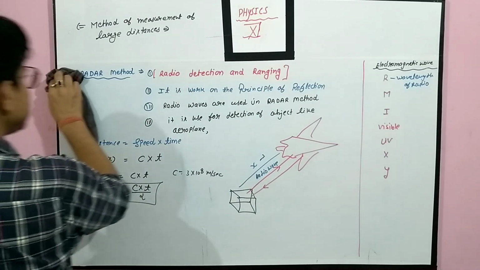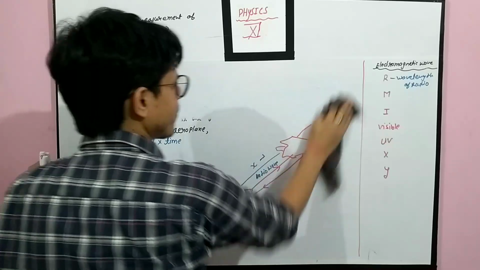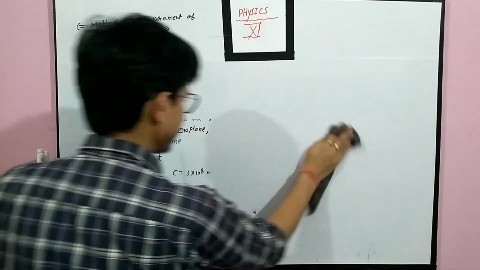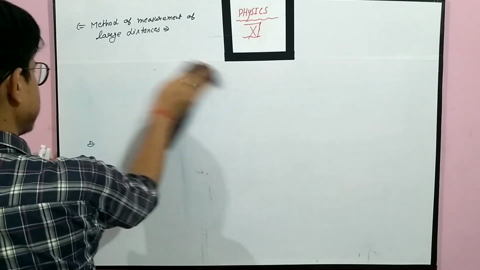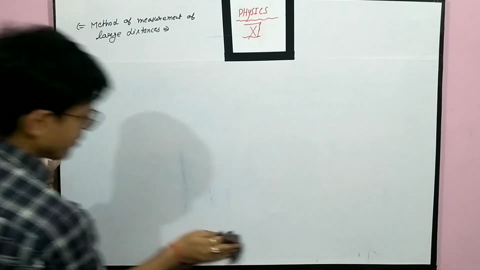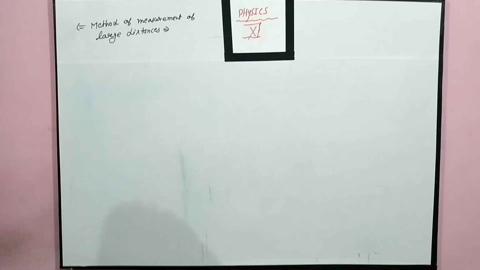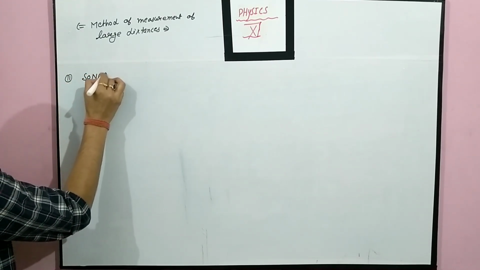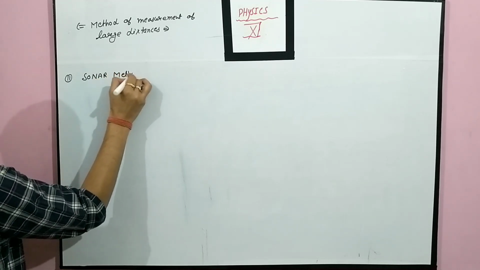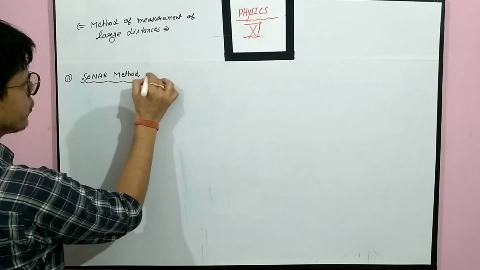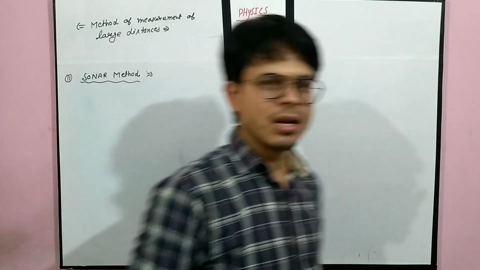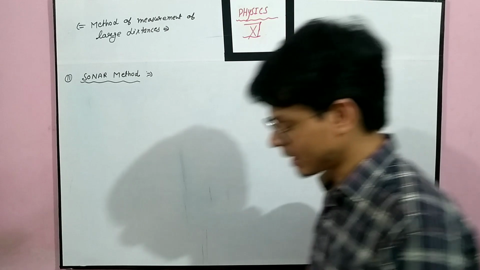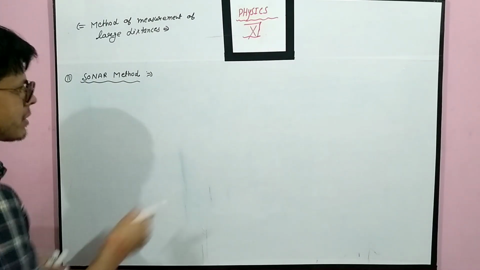Now next is the next method for the measurement of large distances, this is called sonar method. What? Sonar method. This method is also used for measurement of large distances. बड़ी distances के measurement में ये method यूज की जाती है. अब कहाँ की जाती है? What is the principle? Now number first point.